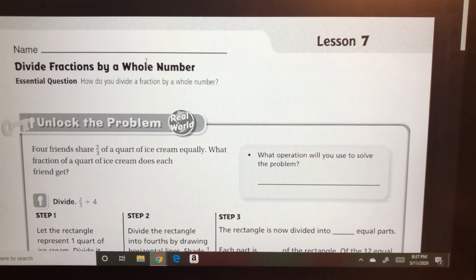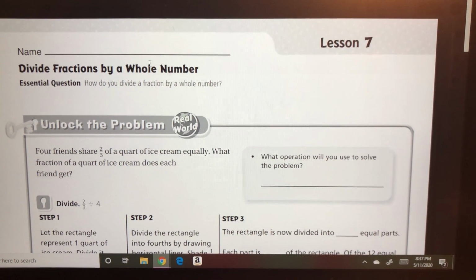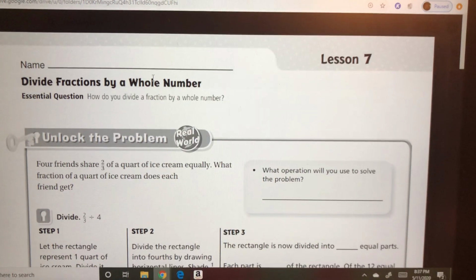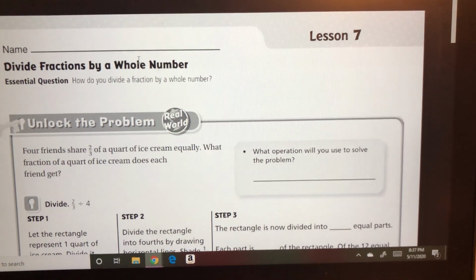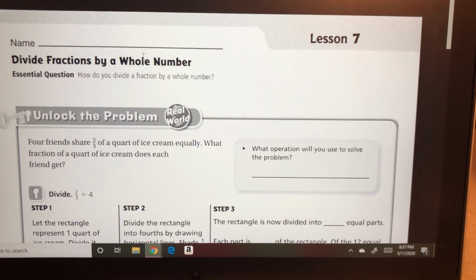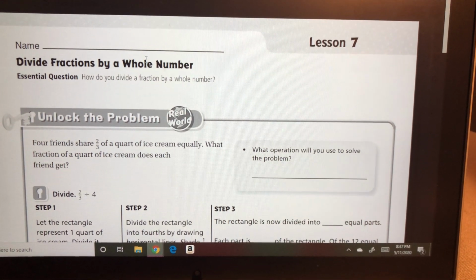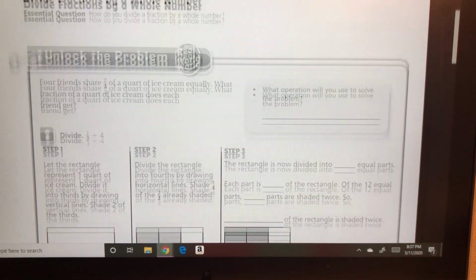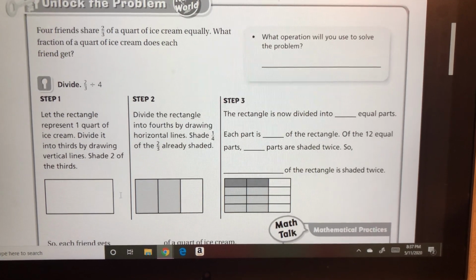Hi boys and girls, we're gonna go over lesson 7, divide fractions by a whole number. This is not anything new to you as we've already covered it in our 5th grade curriculum. It's literally the same thing we did in our book, which was chapter 6, I want to say, when we were dividing fractions. So the only difference is that now they actually want you to use the shading.